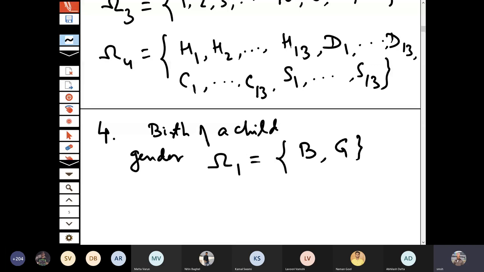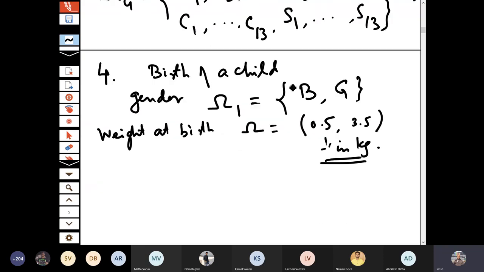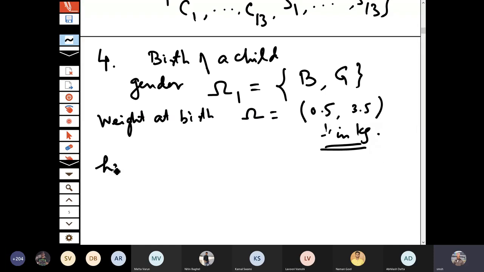If I am interested in the weight at birth, then it could be anything, maybe we put an interval, say 0.5 kg to maybe 3.5 kg. So it is in kgs. If I look at, say, height at birth of the child, in different ways we can write down the sample space again.